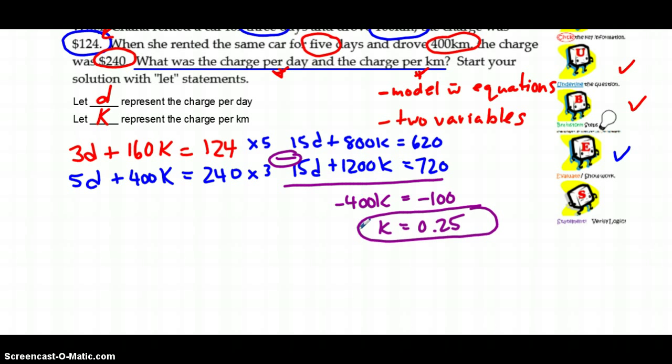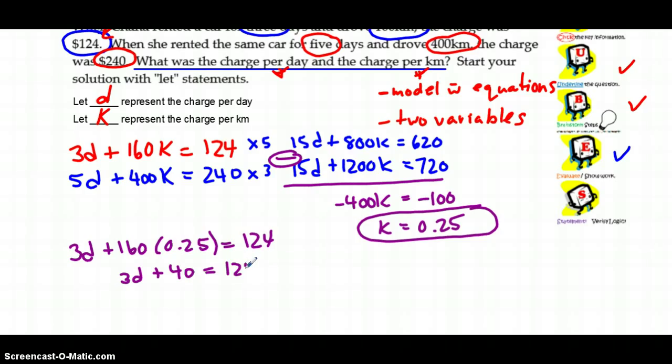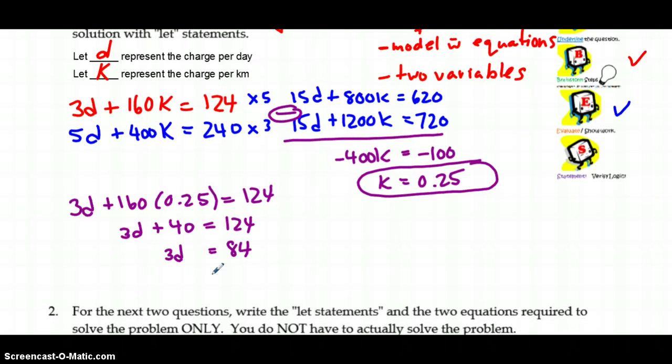So if we know what the cost is per kilometer, we take that K value, substitute it into one of these scenarios, and we'll be able to solve for that other variable. So 3D plus 160K, and it shouldn't matter which equation you pick, just like all the other previous questions we've done. So we get 3D plus 40, and subtracting the 40 on the other side, trying to solve for D here. We get 84. Divide both sides by 3, and we end up with 28.